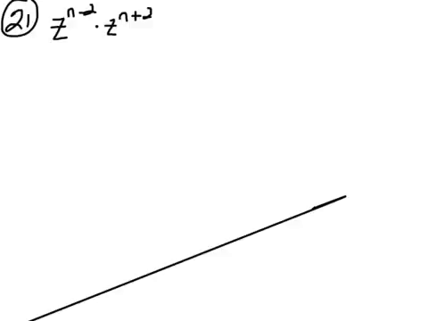All right, we are multiplying, and we have the same base. The base, remember, is the z part here. So I'm going to write the base down. And because I'm multiplying, the rule says I add exponents. Well, what are my exponents? Here I have n minus 2, and I'm going to add n minus 2 to the other exponent, n plus 2.